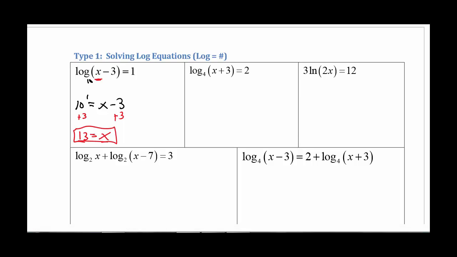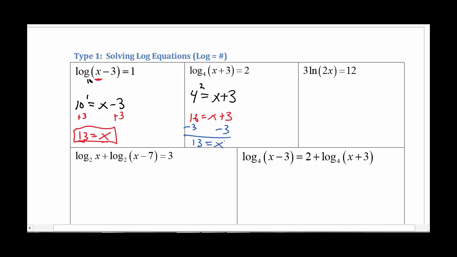In the next example, we have log base 4 of x plus 3 equals 2. I'm going to rewrite that in its exponential form. So the base 4 to the power 2 equals x plus 3. That's 4 squared, which is 16. Then I subtract 3 off, and I get 13 equals x.